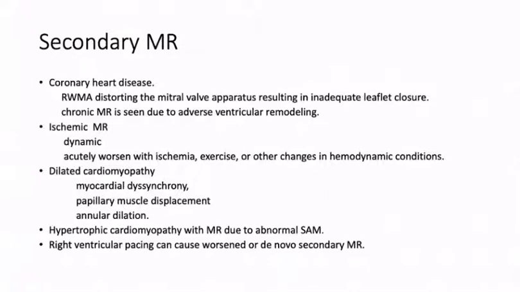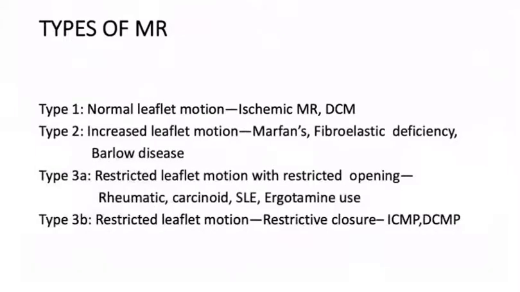And in hypertrophic cardiomyopathy, there can be systolic anterior motion of the mitral leaflet, which can lead to mitral regurgitation. Even in RV pacing, as there is no AV synchrony, there is associated secondary MR whenever we do right ventricular pacing. Coming to the types of mitral regurgitation, it is mostly classified based on the leaflet motion.